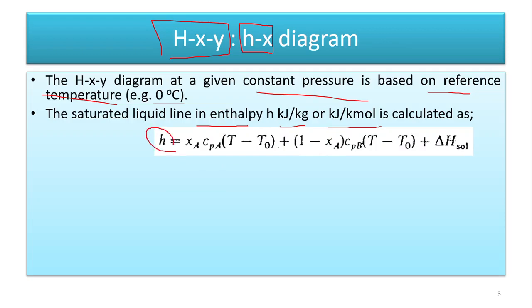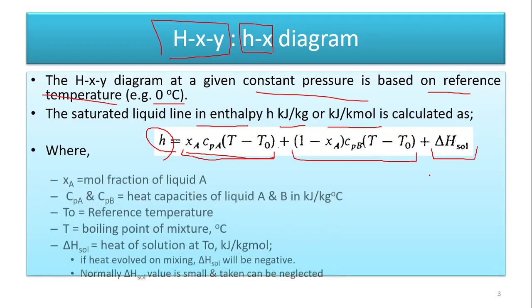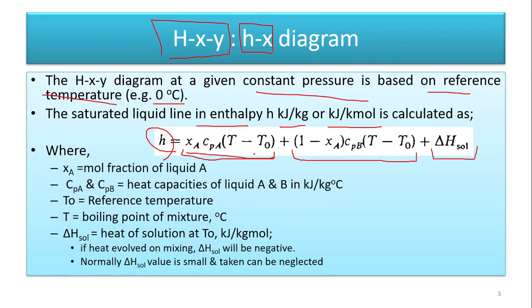This enthalpy of the saturated liquid is calculated by this parameter. So here there are three components. First component is this one, second is this one, and third is this one. What are these values? XA, that is available in the first one, is the mole fraction of liquid A. This is CPA and CPB, the heat capacity of liquid A and B in kilojoule per kg degree Celsius.